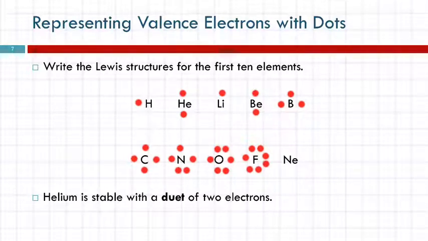How about neon? 8. So yeah, I'm going to make this a little smaller. It's going to have pairs on all 4 sides. And that's where the 4 sides come in nicely, because then you get pairs on all sides. That's your octet. Neon has an octet of valence electrons. It is particularly stable. I think of it as being happy.